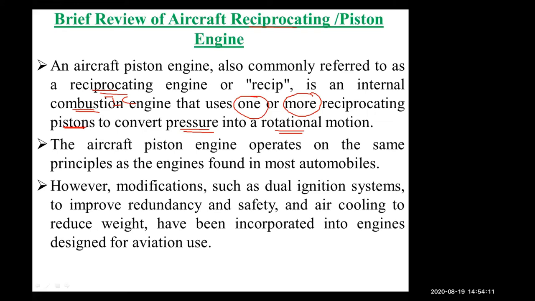So the aircraft piston engine operates on the same principle as the one which we find in most automobiles. However, modifications such as dual ignition systems, to improve redundancy and safety, and cooling to reduce weight, have to be incorporated into engines designed for aviation use. Basically, they are the same as automobile engines when we come to piston engines normally. But as required, modifications are made for aviation purposes.